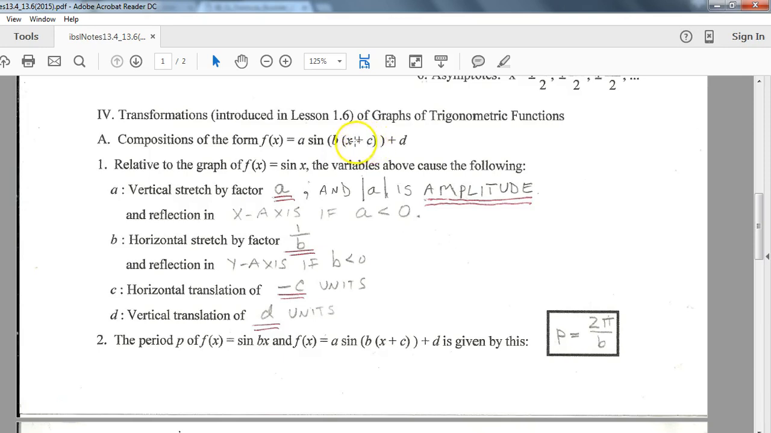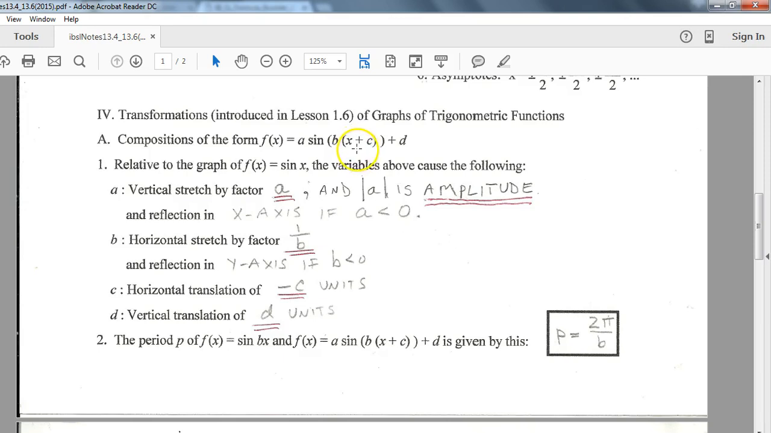And so I would essentially be multiplying all of my x coordinates by 1 over b. Whereas C is your shift left and right horizontally. So this also does the opposite of what you would think. If you had something like plus 3, we would go left 3. If it was minus 3, then you would go right 3. One way to deal with these when you're doing sine and cosine graphs is to apply these to the coordinates of your parent function.